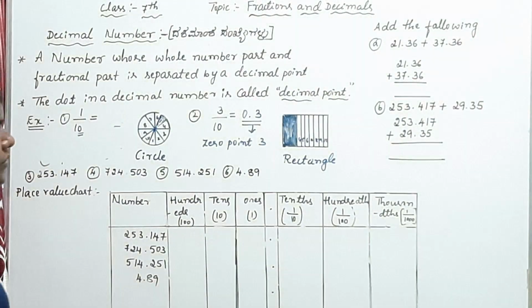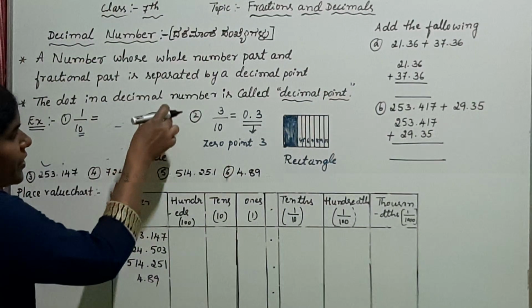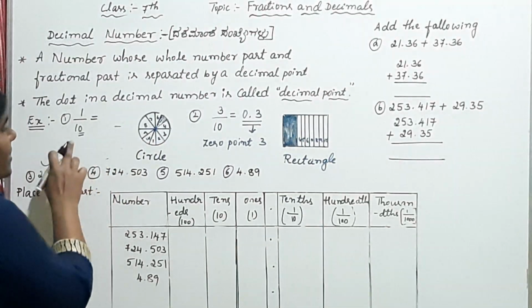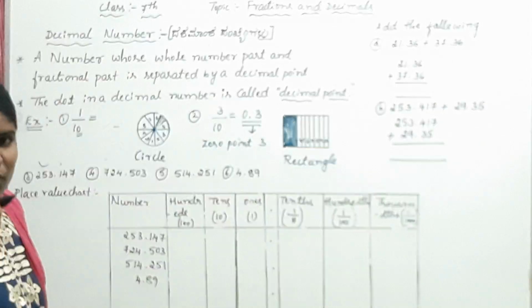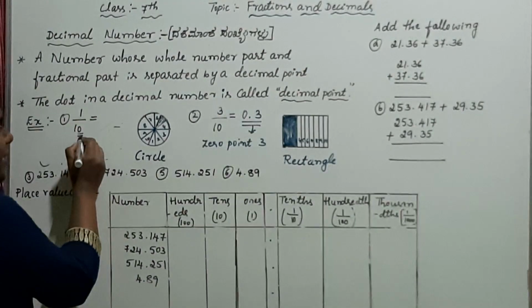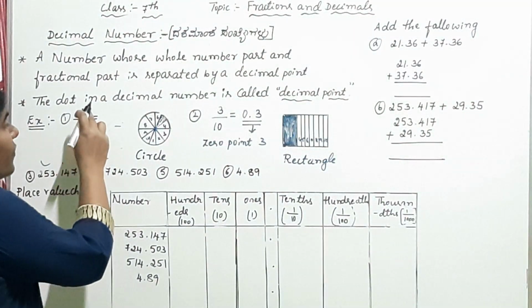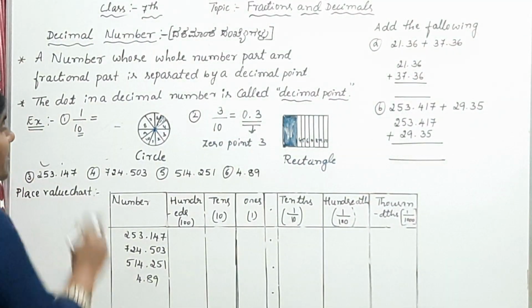How do we write this as a fraction? Total number of equal parts is 10. In these 10 parts, how many parts are shaded? Only one part. So 1 by 10. How to read this number? 1 out of 10. This is a fraction.